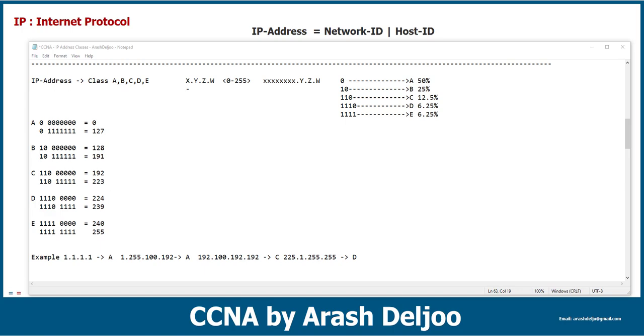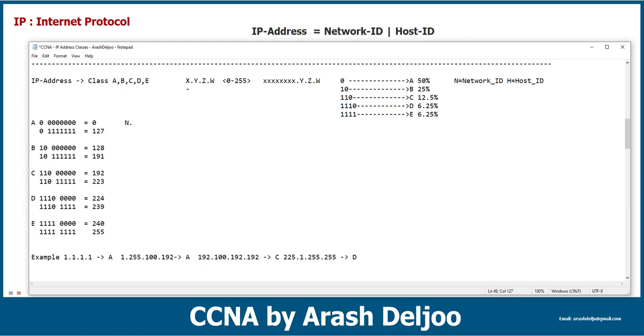Let me say that with the class of IP address rules, this is the rules, you can find the network ID and host ID of one IP address. How? Let me show you. Look here. When you have one IP address in class A, the first octet is the network ID. N means network ID. Let me write here. N is the abbreviation of the network ID, okay? And H is the abbreviation of the host ID or host part, okay?